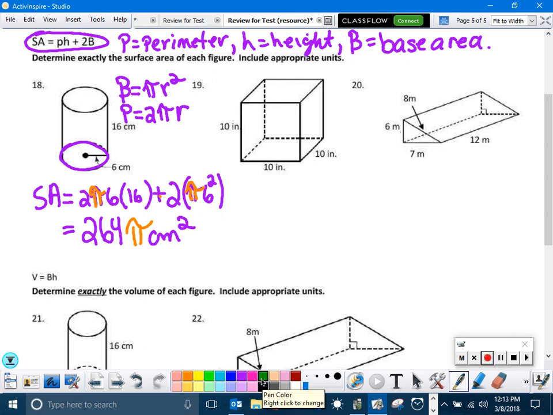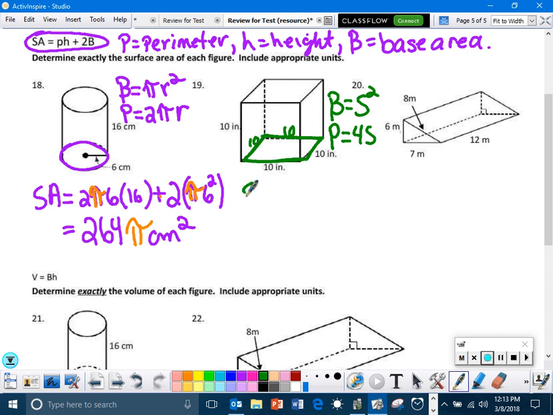Okay, the next one is a prism. So here the base, in this case, is a square. All right, so the base area is going to be s squared, the side squared, because it's a square. The perimeter is going to be 4s, 4 times s, because there's 4 sides and they're each 10.